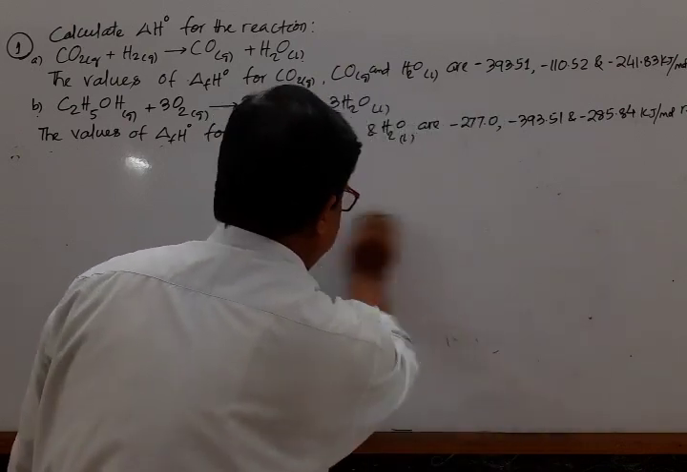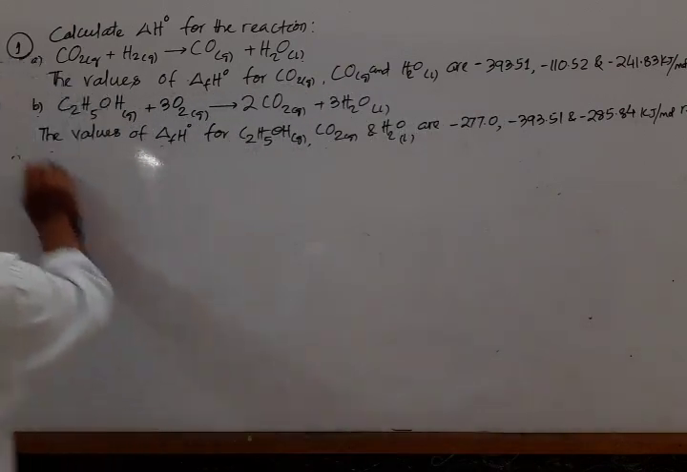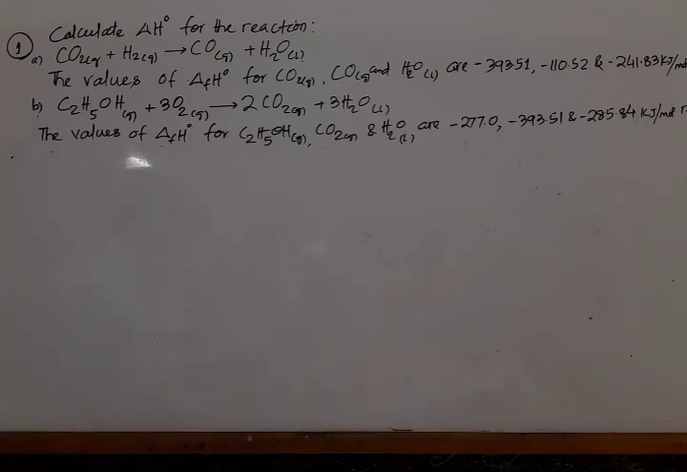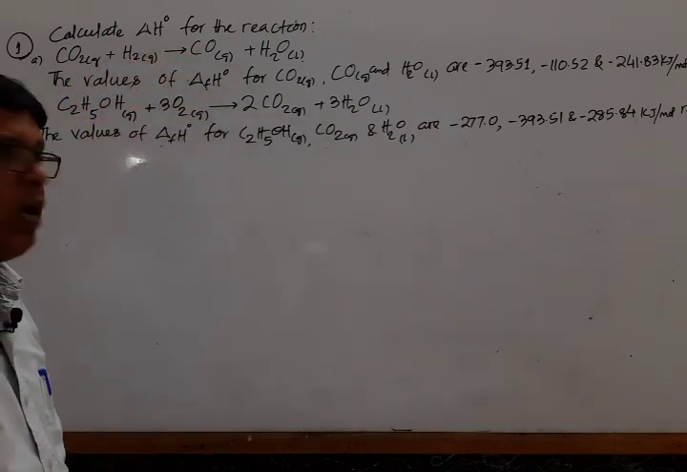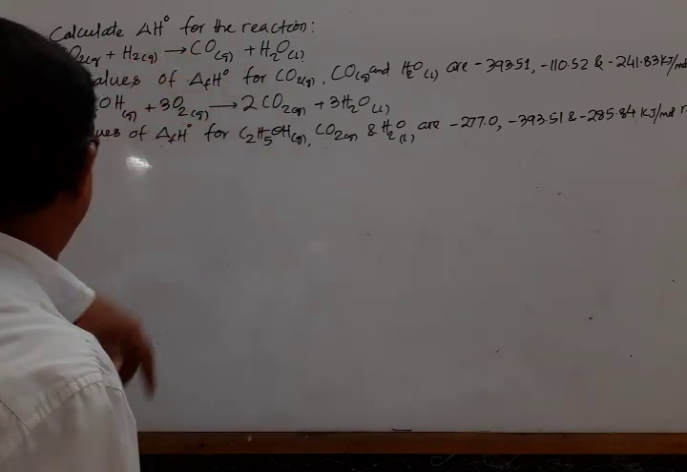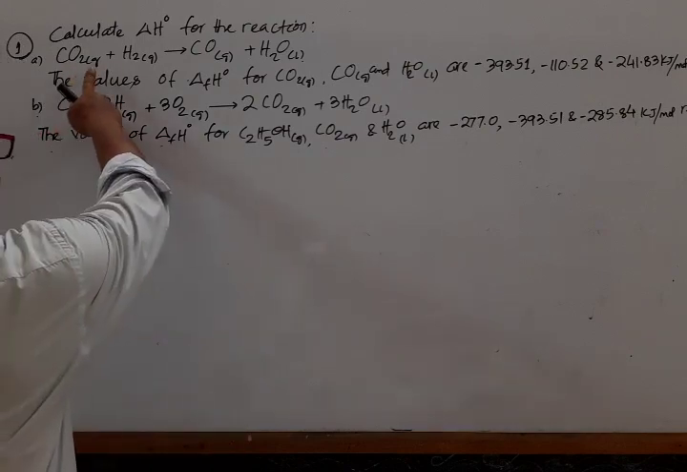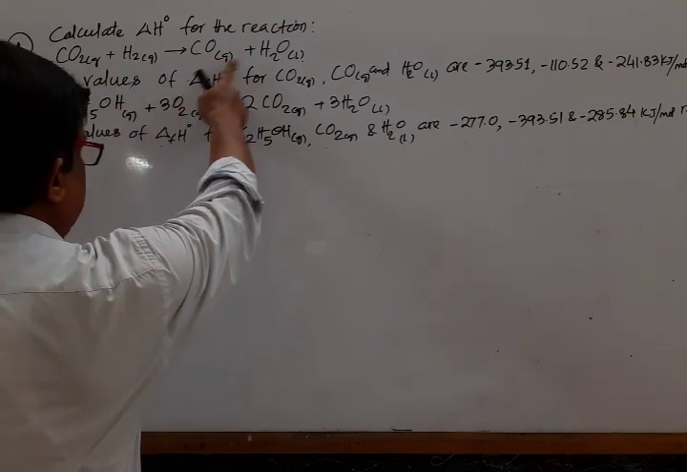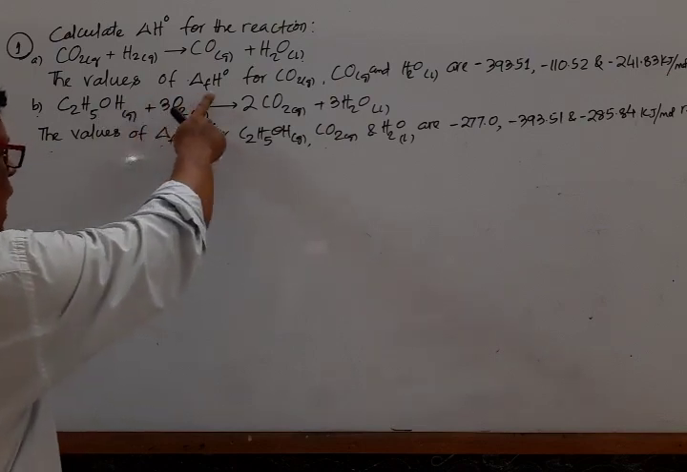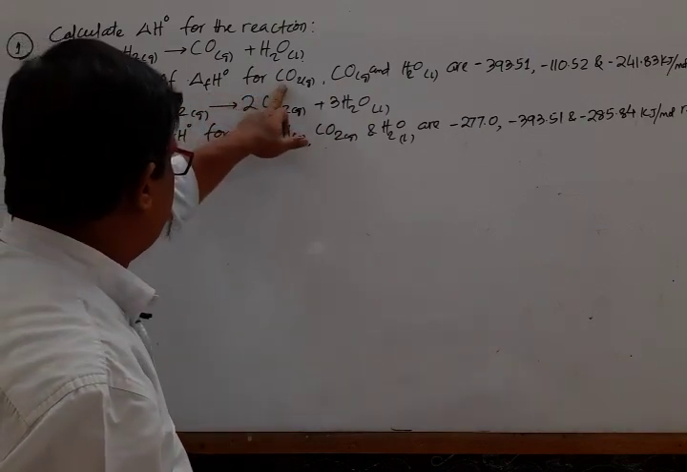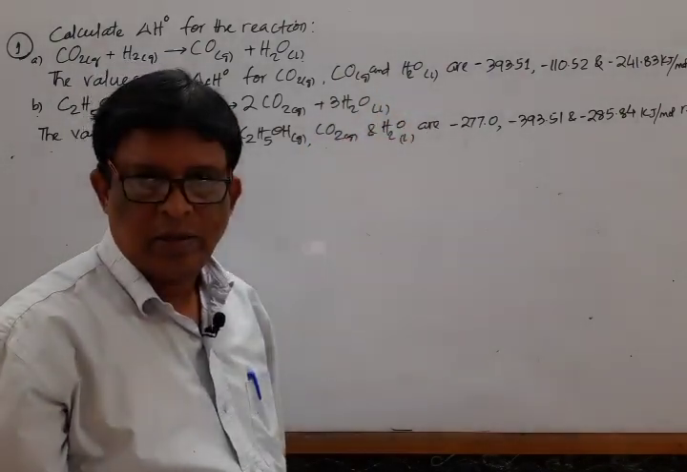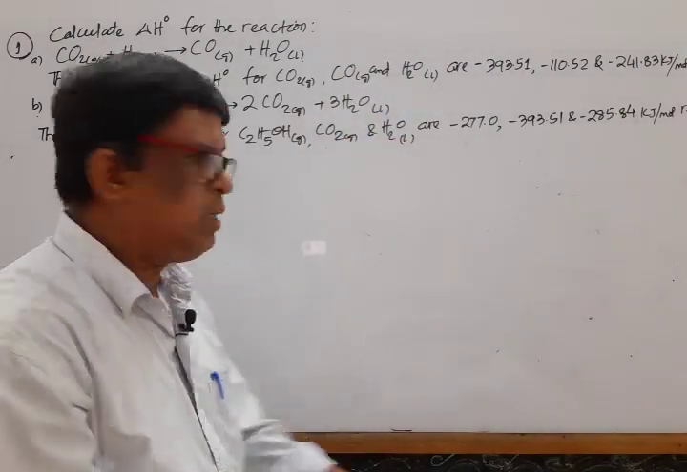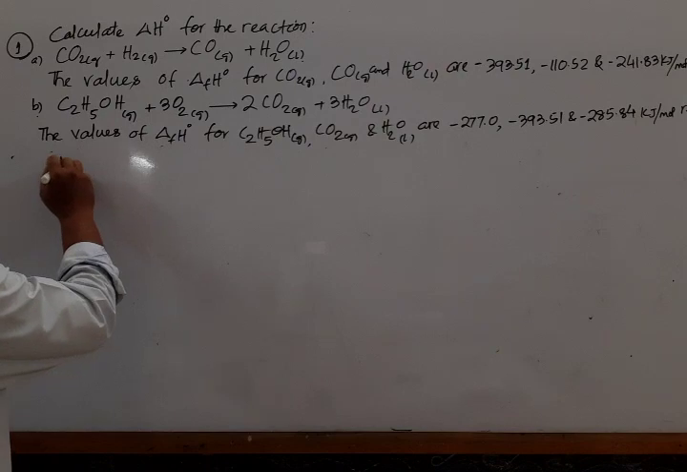Mark the next question. What is the next question? Calculate the enthalpy change for the reaction. We have to calculate the enthalpy change. One reaction is CO2 plus H2 giving rise to CO plus H2O, and the enthalpies of formation of carbon monoxide, carbon dioxide and water are given. We have to calculate the enthalpy change. Mark that answer.